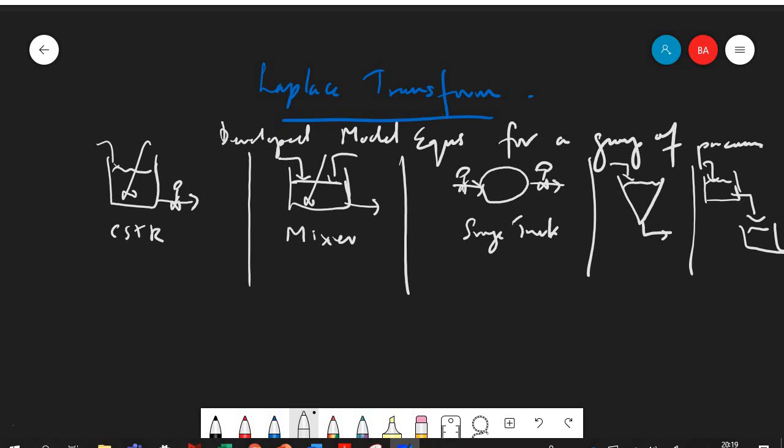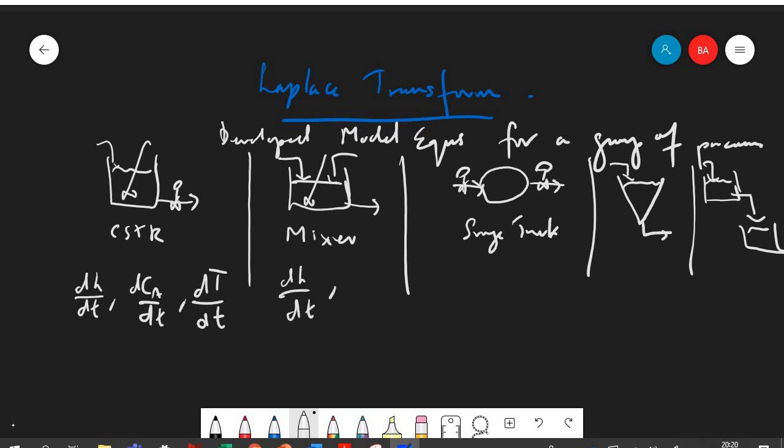If you can recall what we were concentrating on, we were developing model equations to target some process variables that we want to control later, which are very important to know. In the case of the CSTR, it was important for us to know how height changes with time, how concentration changes with time, and how temperature changes with time. For the mixer, it was important for us to know how height changes with time, and how the composition also changes with time. And for the surge tank, the most important thing was how pressure changes with time.